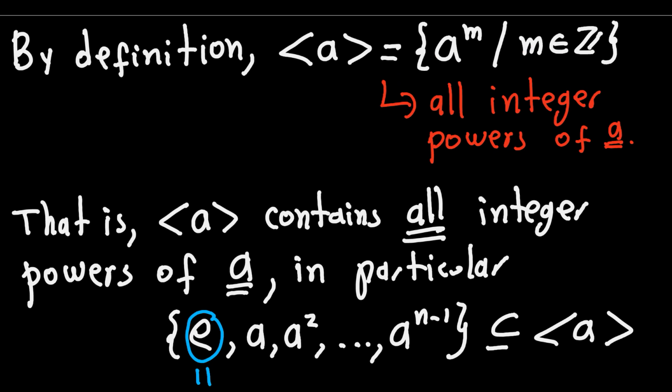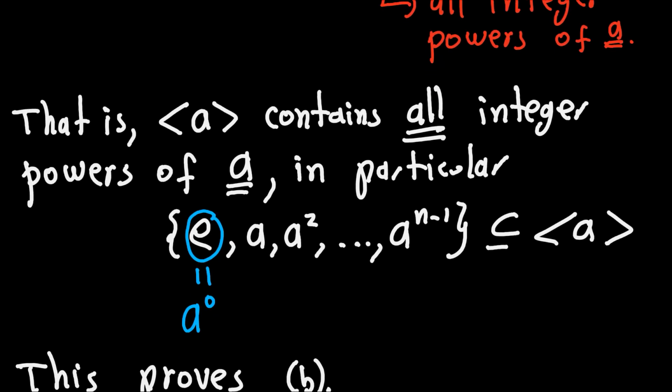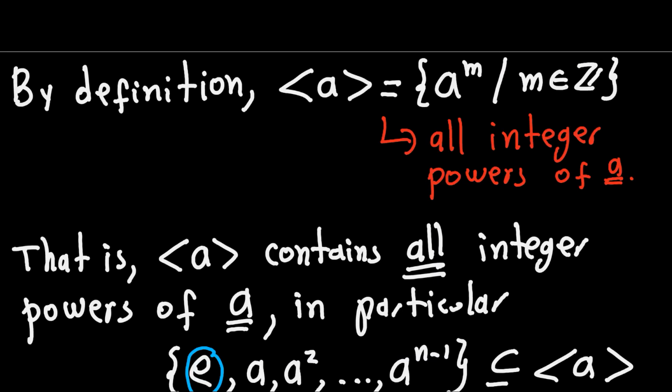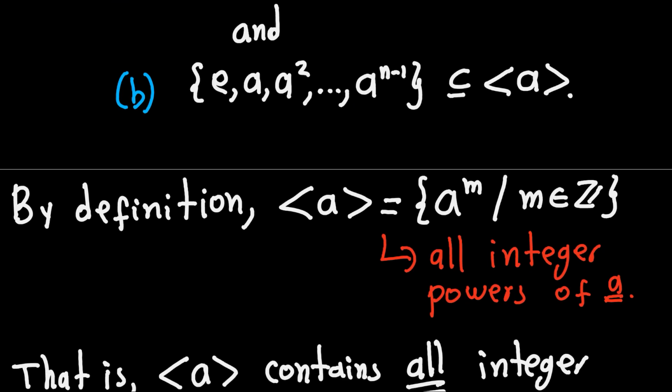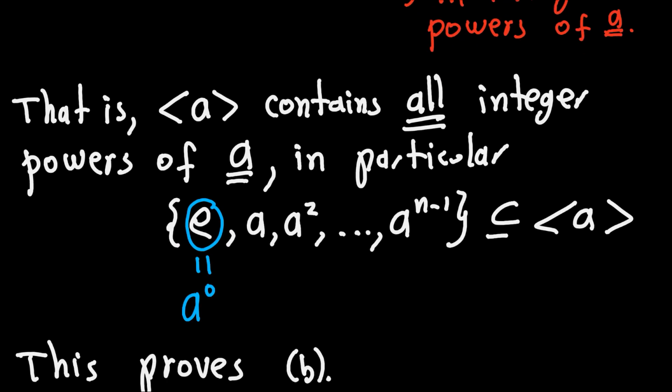So if it contains all the integer powers of A, in particular, it's going to contain these powers. The identity is a power of A because it's A to the 0, and these are all powers of A. All these powers are contained in the subgroup generated by A, because this subgroup contains all integer powers. So we have proved this part B here: this one is included in that. That is not difficult to see just by the definition of the group.